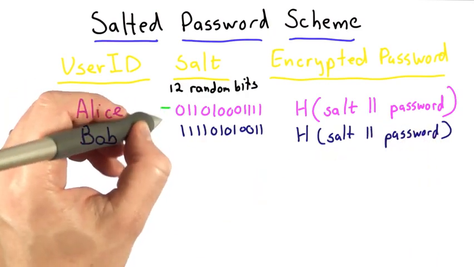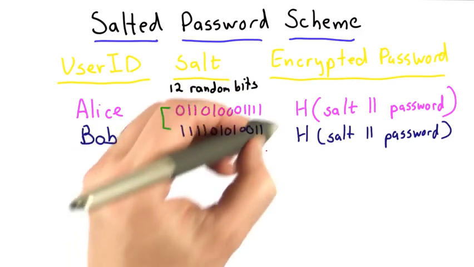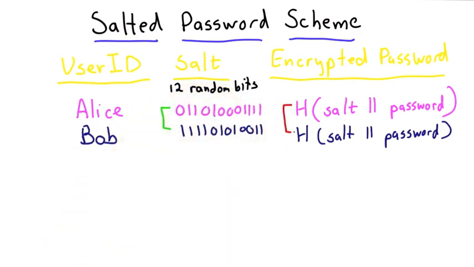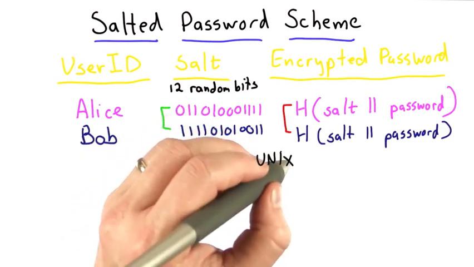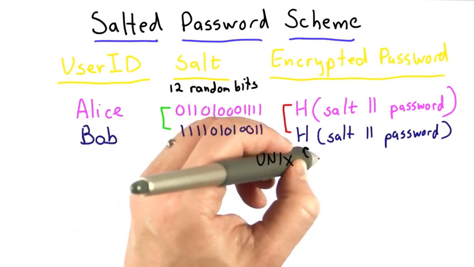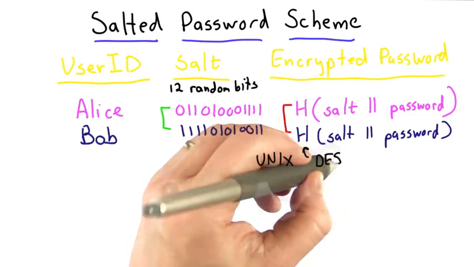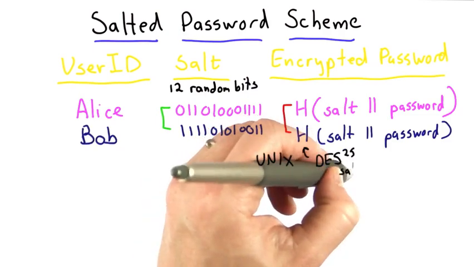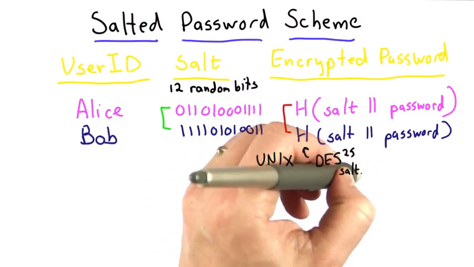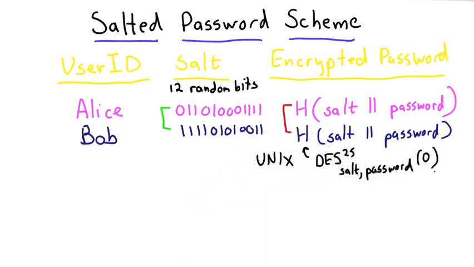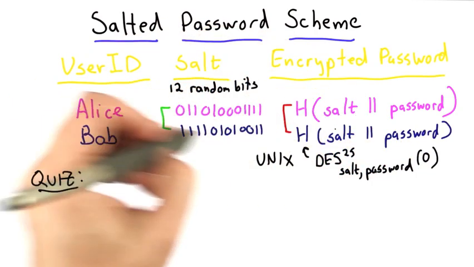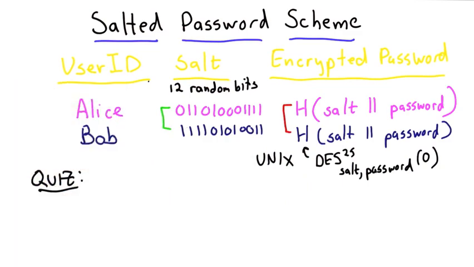This means as long as the salts are different, even if the passwords are the same, the encrypted passwords will be different. And this is very similar to what standard Unix systems did, where H is actually using DES encryption 25 times, using the salt to modify how the encryption happens, and the password as the key, and the initial input as 0. So to see if you understand the impact of salting, I have 2 quizzes.